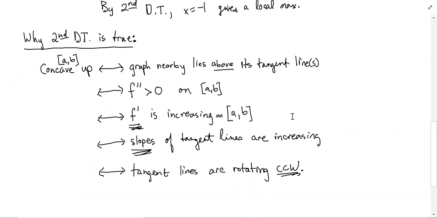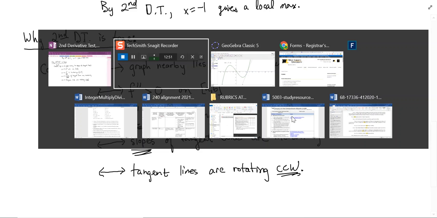the graph lies below its tangent line. The second derivative is negative. The first derivative is decreasing. The slopes are decreasing and the tangent lines are rotating clockwise.